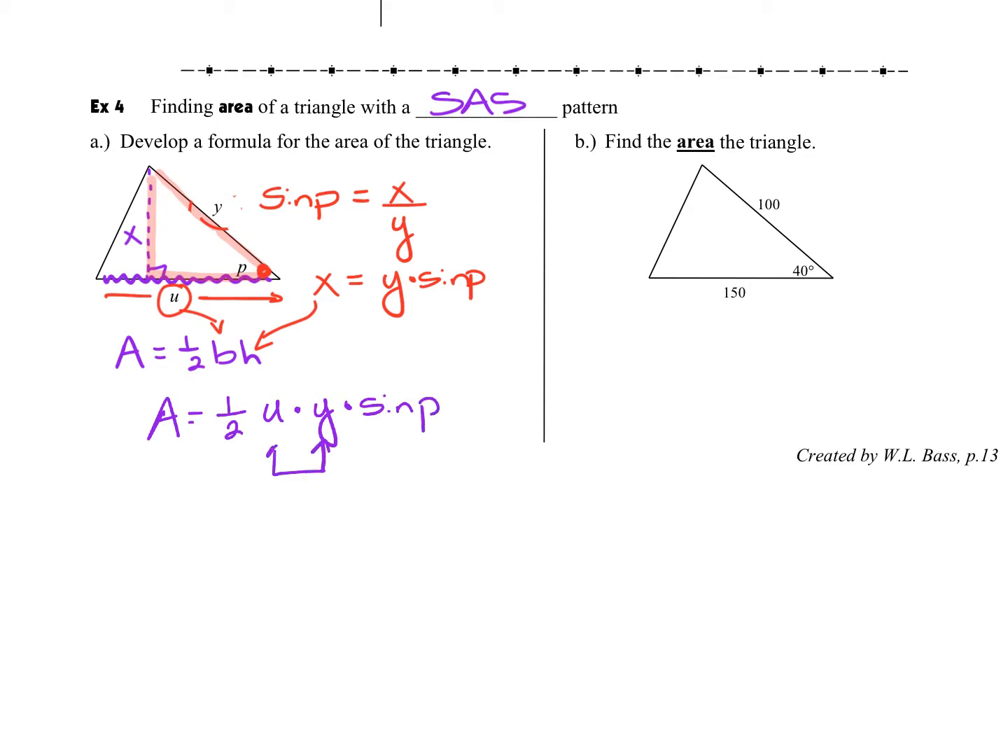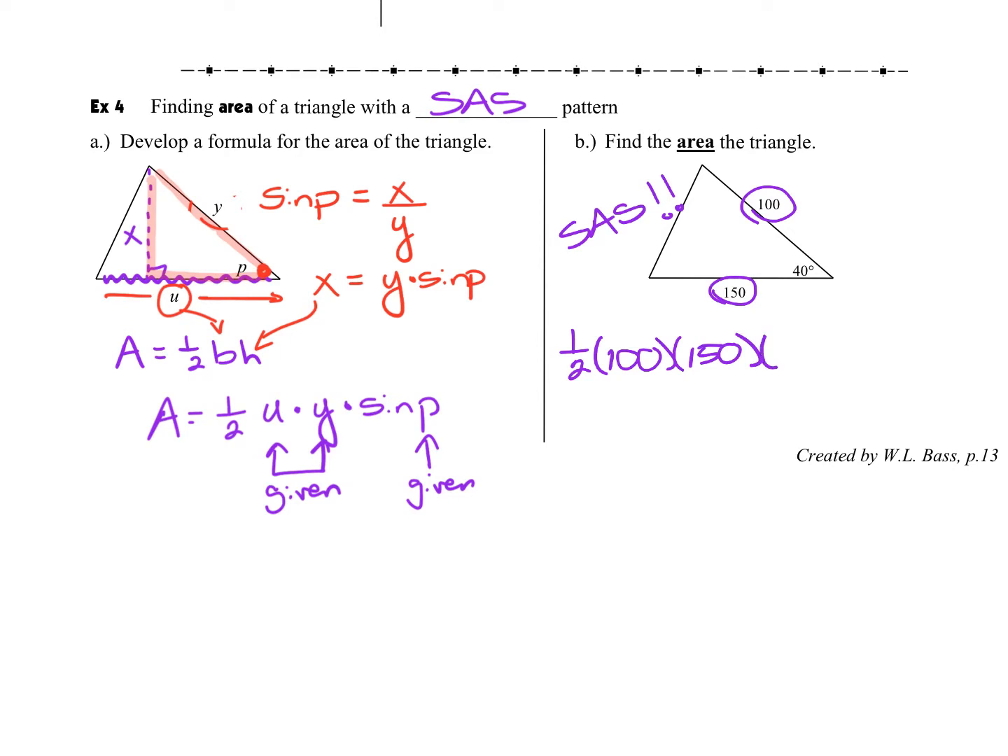These will be the sides that are given, and this will be the angle that is given. So let's look at a really quick example here. I've got a triangle here, and what we want to say is, ooh, look, we have a side angle side pattern. And if we have a side angle side pattern, no math creation has to be done, we're just going to take 1/2 and our 100 and our 150. This is the easiest formula ever.